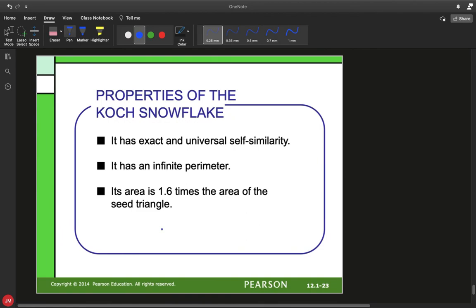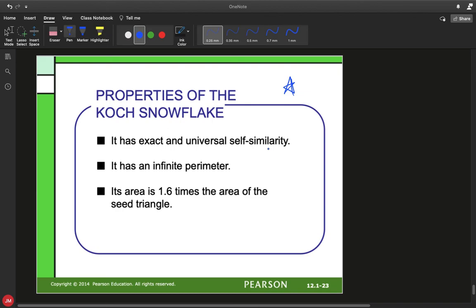So this last slide really just summarizes a lot of the key properties. I would make sure that you've got these copied down somewhere in your notes. The fact that it has both exact and universal self-similarity is a big one. That's not necessarily going to be the case with the other fractals that we'll look at in later sections. It also has an infinite perimeter, which again won't always be the case. And finally, its area is an exact value. It is 1.6 multiplied by the area of the seed triangle. So although the perimeter is infinite, the area is actually a fixed number.